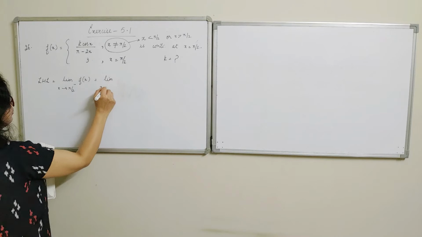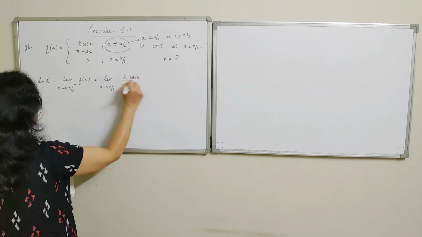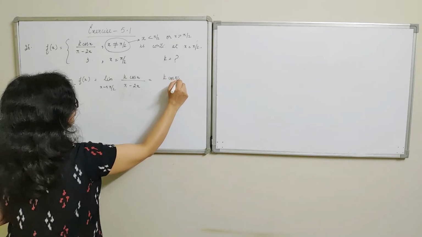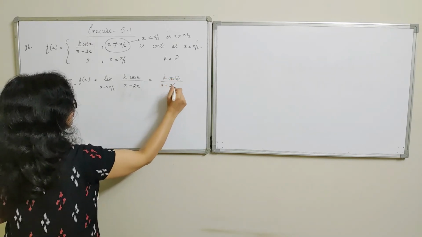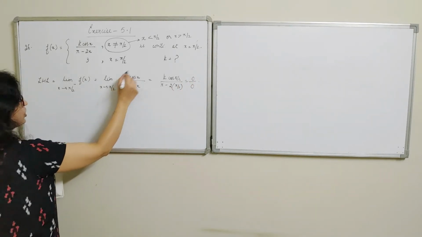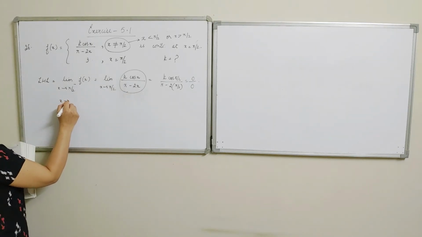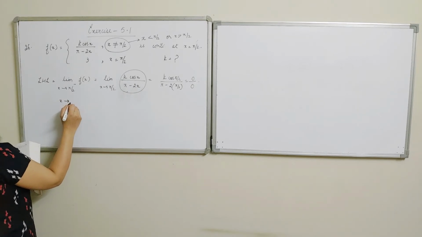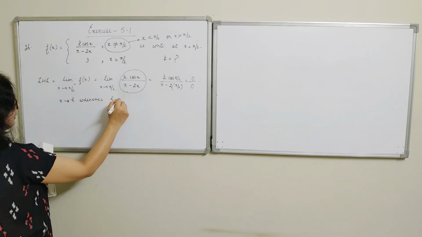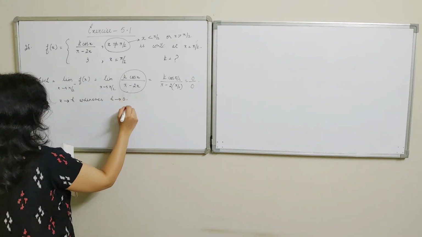So here our function is k cos x upon pi minus 2x. Here if we directly substitute, we get the indeterminate form. That means this function has to be simplified. So what simplification is possible? x will tend to pi by 2, say pi by 2 minus h, whenever h will tend to 0.